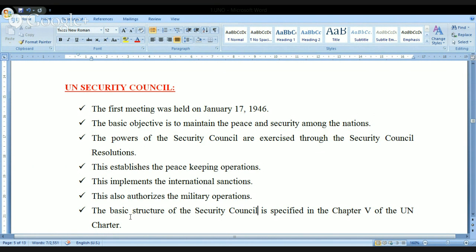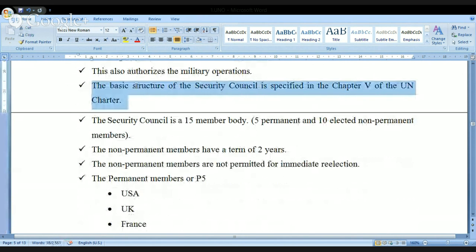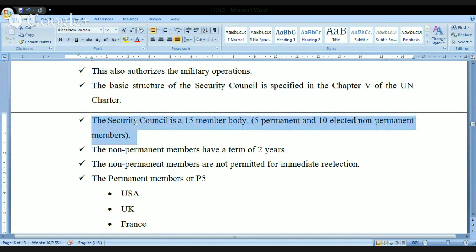Now look at this. I'm just scrolling it down. Look at this now. I'm highlighting this point. The basic structure of the Security Council is specified in chapter 5 of the United Nations Charter. This is not important. Just leave it for this. Otherwise, when it comes to the structure here, the Security Council is a 15-member body. I told you these points. There are 5 permanent members and 10 elected non-permanent members. Kindly remember, the point is who will elect the non-permanent members? The non-permanent members are elected by the General Assembly.